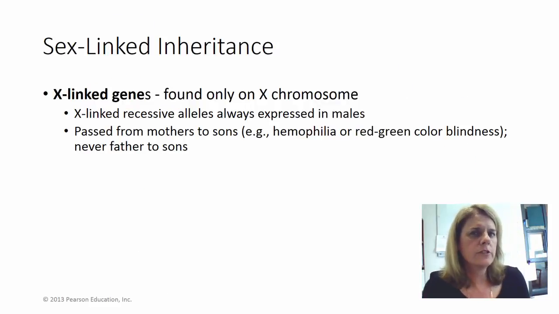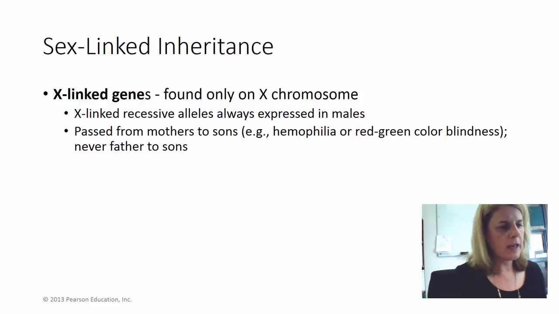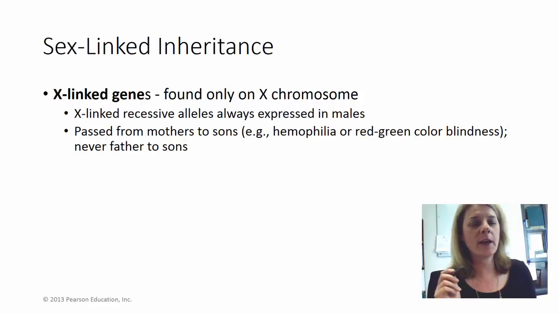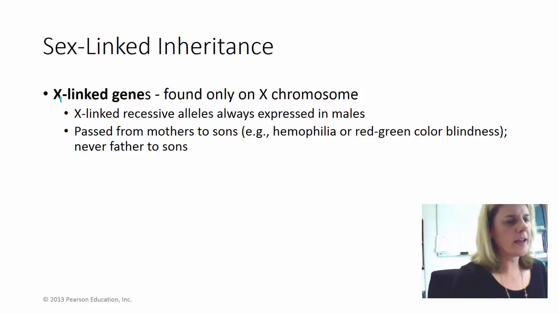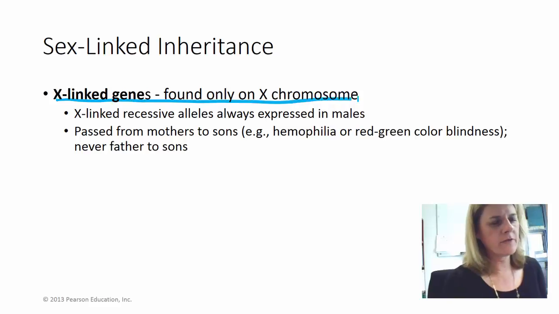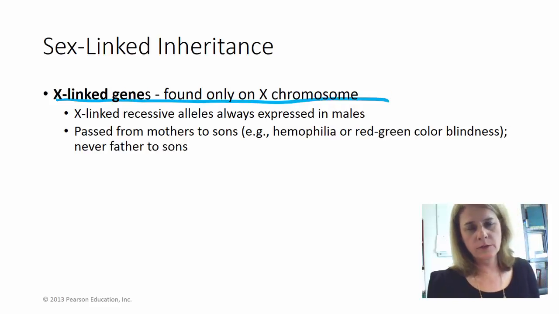I also want you to understand that some things only come from mom. You only get them on the X chromosome. And so, well, they don't necessarily come just from mom. They only come from the X chromosome. So we call these sex-linked inheritances, okay? So these are X-linked genes. So they're found only on the X chromosome. So if you have an X chromosome and you pass that on, you're going to pass that allele on to your offspring.